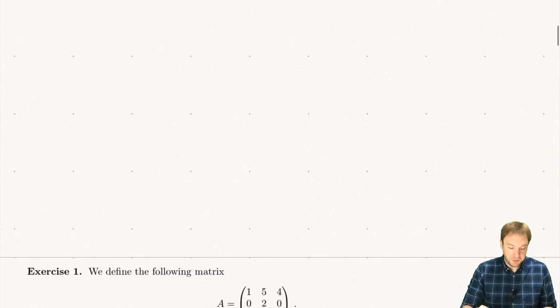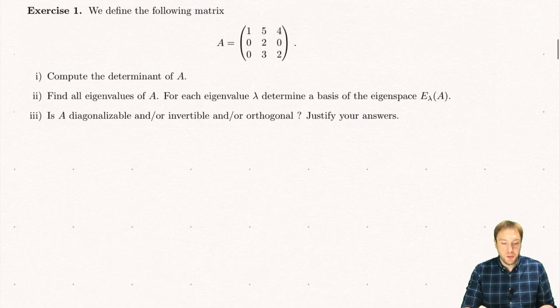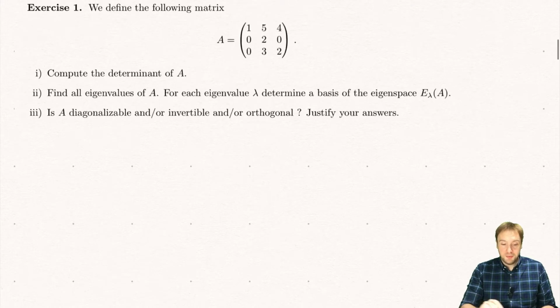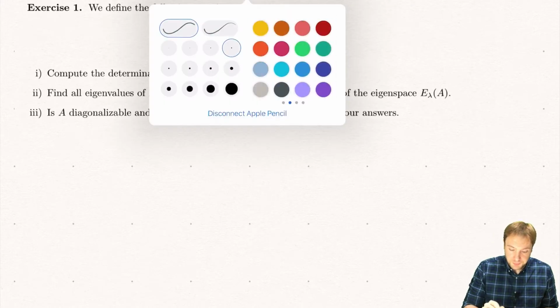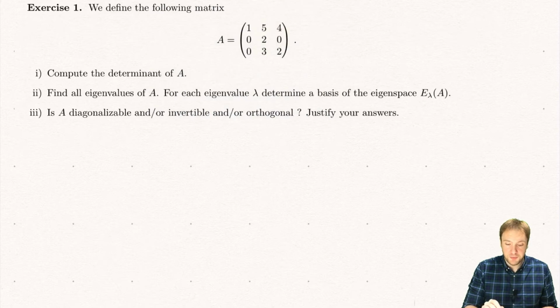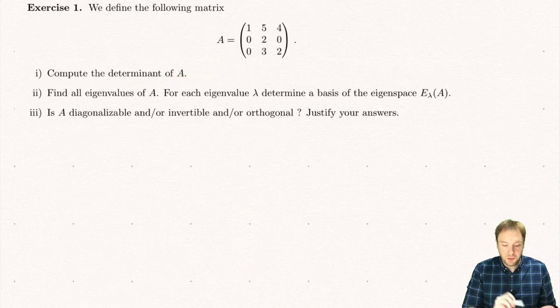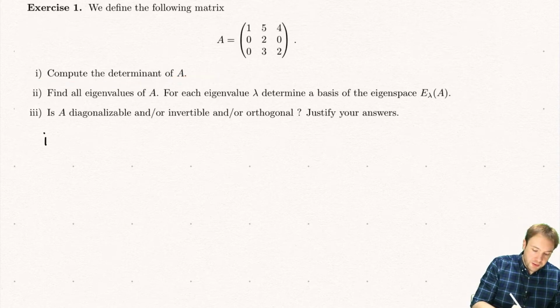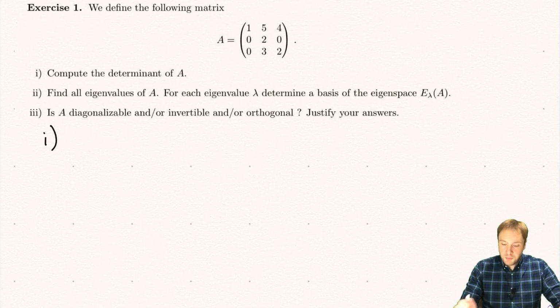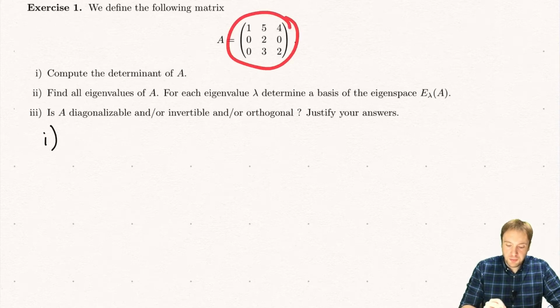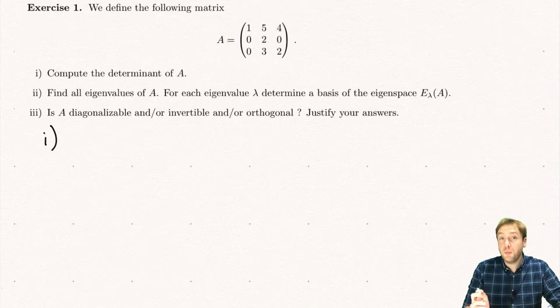And we will start with exercise number 1. In this exercise, we consider the following 3×3 matrix. And the first exercise is to compute the determinant of this matrix. So in this case, how do we calculate the determinant? In general, we had a formula for the determinant of a 3×3 matrix.